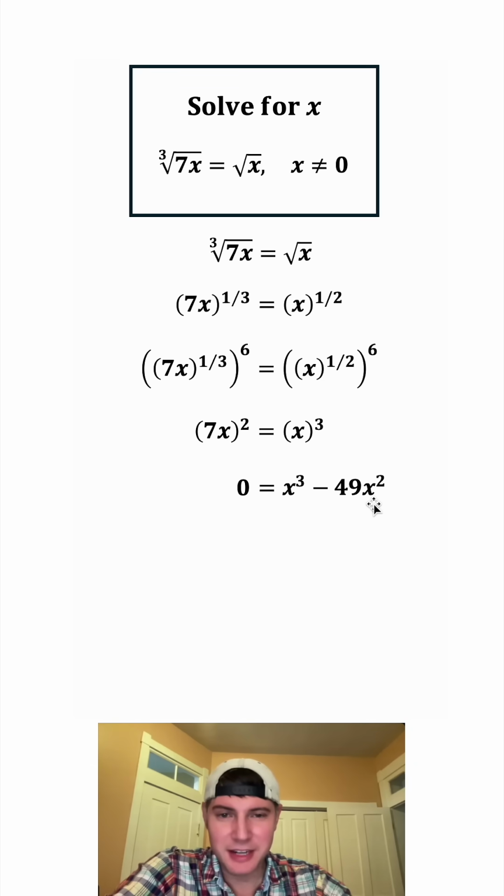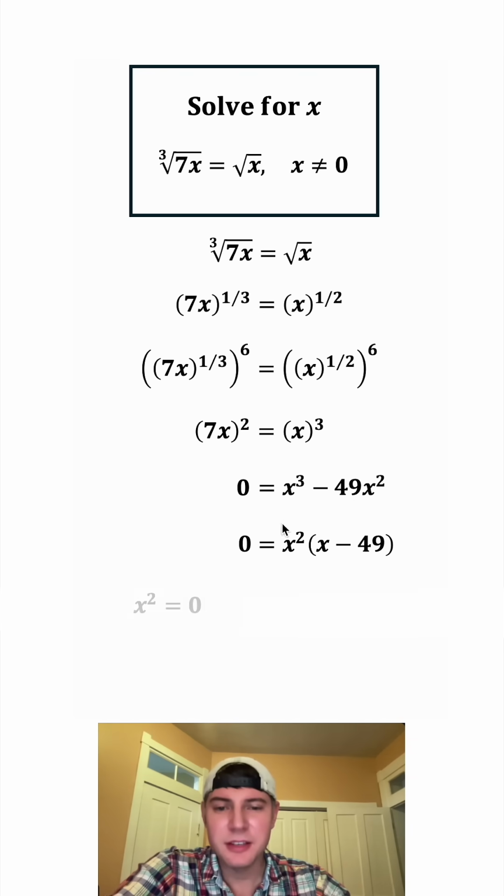Both of these terms contain at least an x squared, so we can factor out x squared. But for the first term, x squared times what gives us x cubed? That's x. And then for the second term, x squared times what gives us 49x squared? That'll be 49. So now we have 0 equals this times this.